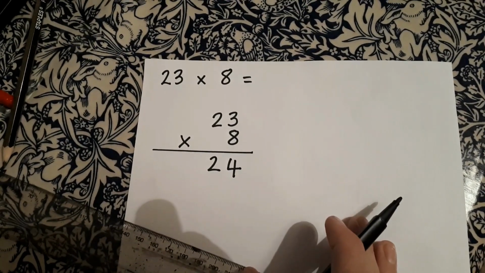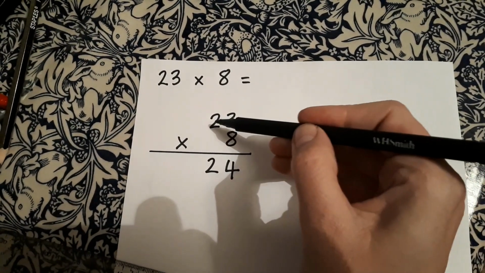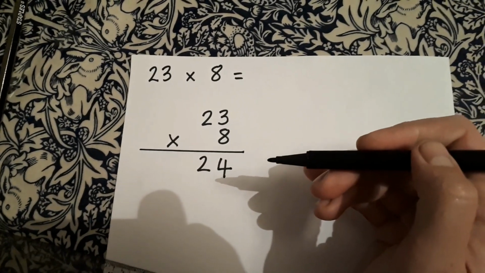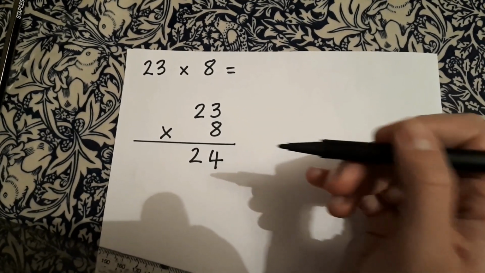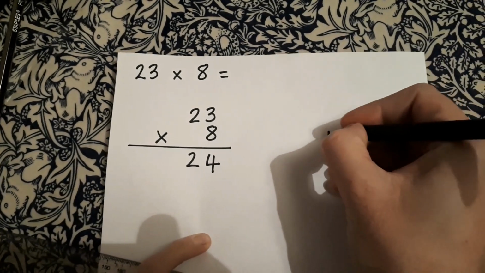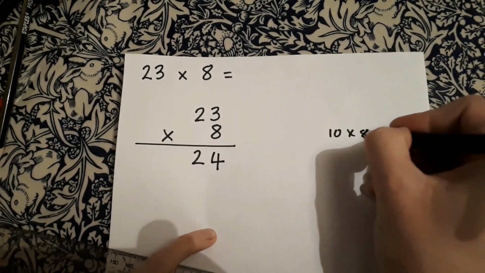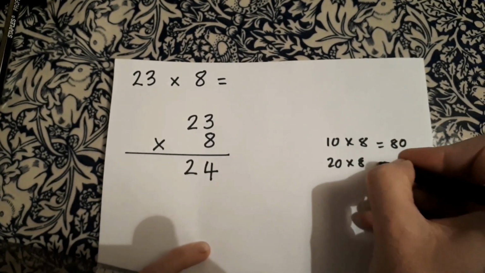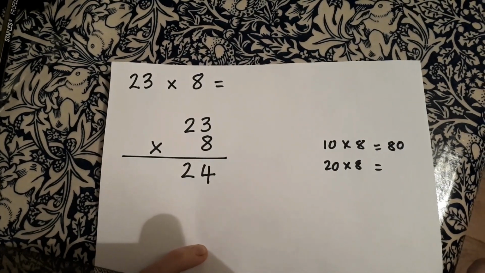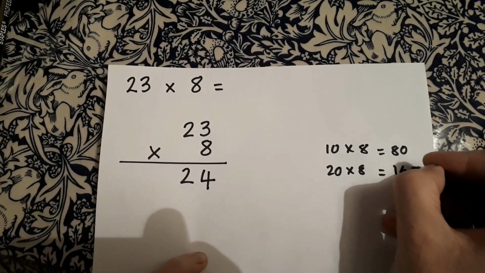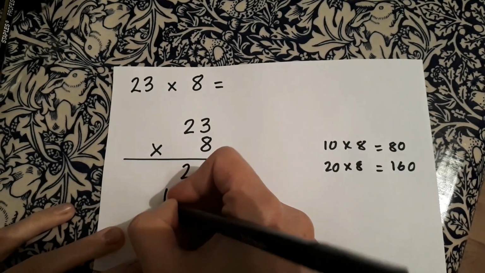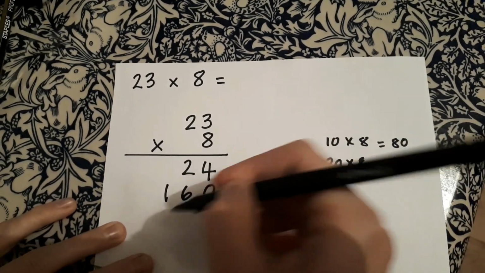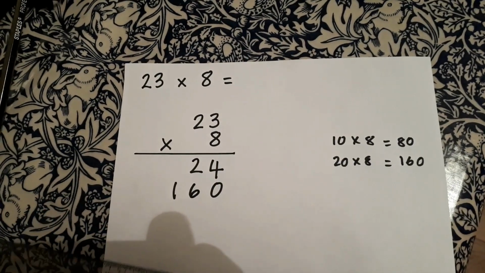Next I'm going to multiply my tens. So I've got 20 times 8. Now I like to make a little key facts box to help me solve my larger multiplications. I know that 10 times 8 equals 80. So 20 times 8, I just need to double it. 80 add 80, 160. I'm going to write my answer over here. I've kept my ones, my tens, and now I've started hundreds.